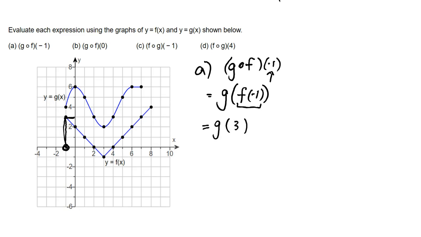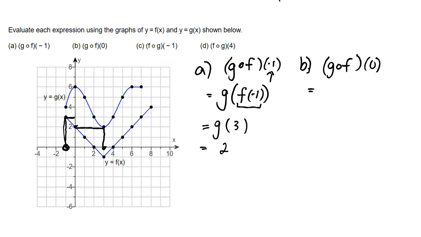And now I can work out what g of 3 is. I'm going to go to an x value of 3, go up to the graph of g, and that y value is 2. So g of 3 is 2, and g composed with f of negative 1 is 2. Let's try another one. We have g composed with f of 0.